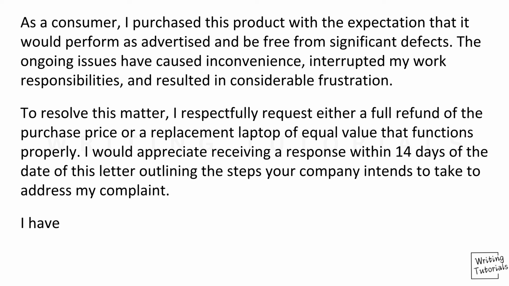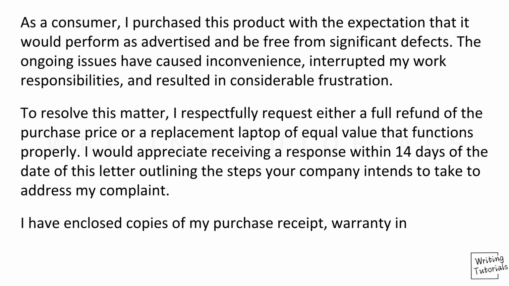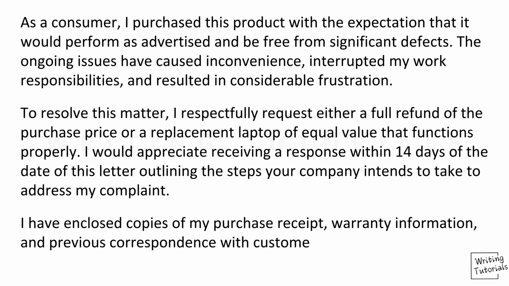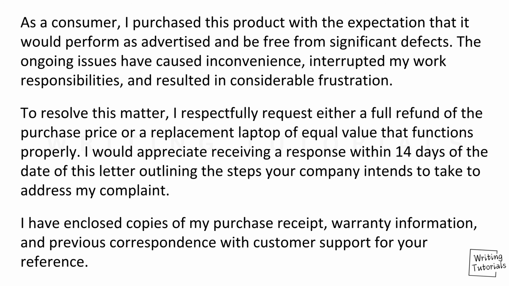Supporting documents. Next comes the paragraph regarding supporting documentation. The paragraph reads, "I have enclosed copies of my purchase receipt, warranty information, and previous correspondence with customer support for your reference." This paragraph strengthens the complaint because it shows that evidence is available to support the customer's claims. Whenever possible, include receipts, invoices, warranties, photographs, emails, or other relevant documentation.